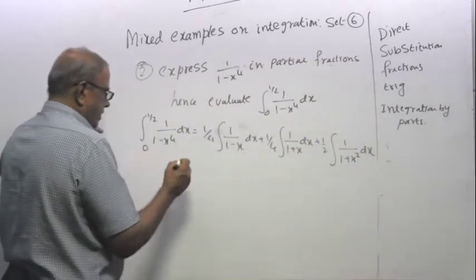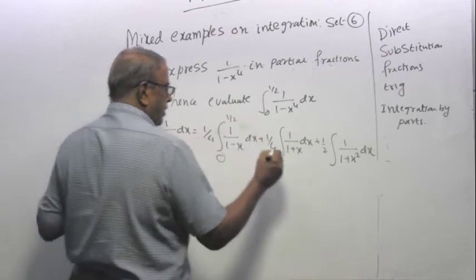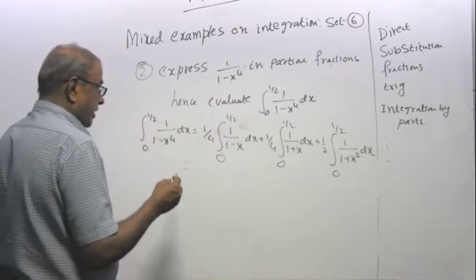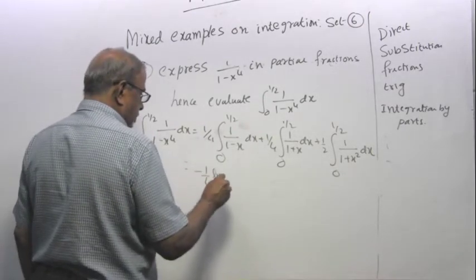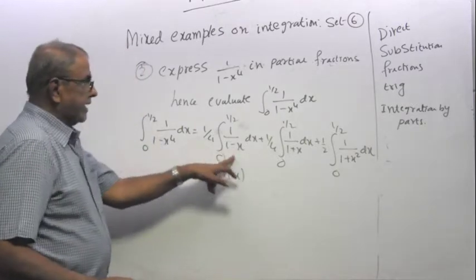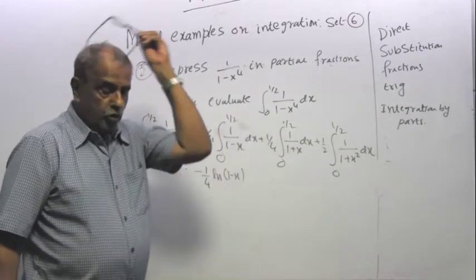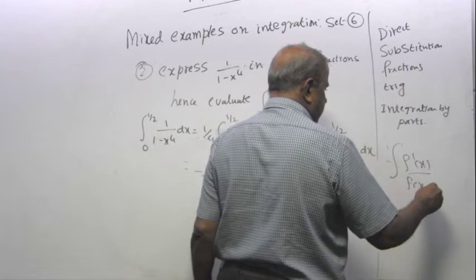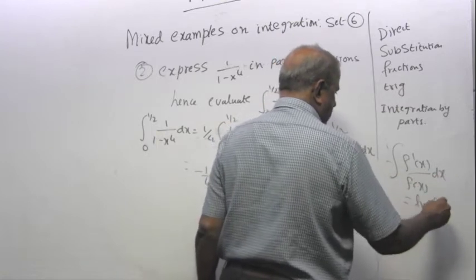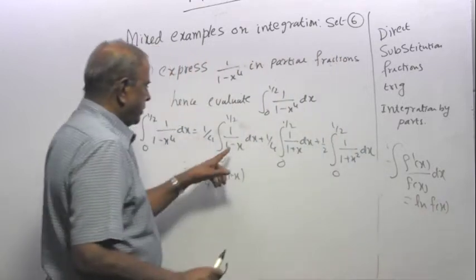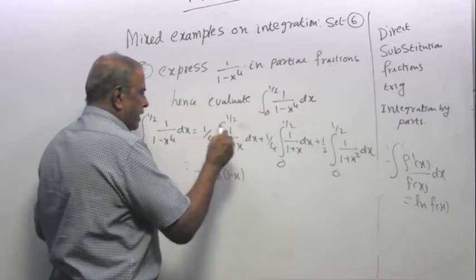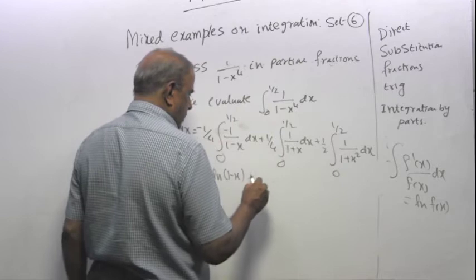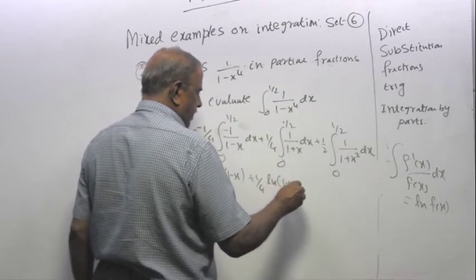So therefore, that is 0 to half, 0 to half, 0 to half. I haven't changed the variable, so I don't have to change the limits. So it is minus quarter ln of 1 minus x. Can I integrate directly? Yes. I use the most important formula: integral f dash of x over f of x dx is ln f of x. When you differentiate the denominator, I get minus 1. So I'll write this as minus and a minus. So it becomes minus quarter ln of 1 minus x. When you differentiate 1 plus x, you get 1. So it is quarter ln of 1 plus x.